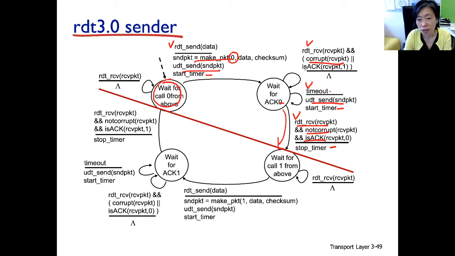The second condition is, yeah, we get an ACK all right, but this is carrying 1, which indicates this is a negative acknowledgement. Right? So in these 2 cases, instead of quickly retransmit, we just ignore. Right? So this is a quick refresh of RDT 3.0.